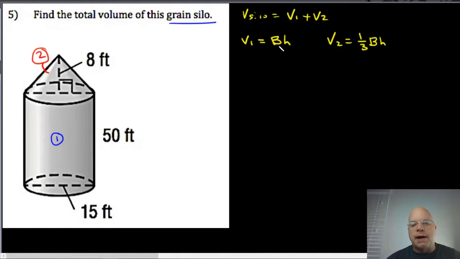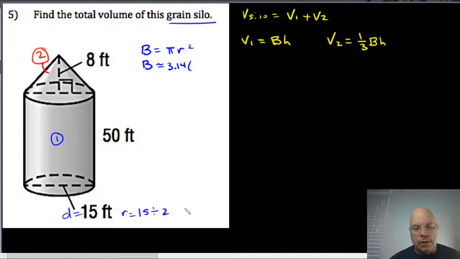So really, if we can find the area of this circle, most of the work is done. So I'll do that with you, and then I'll pause and have you finish this up. The area of this circular base, the area of any circle, is pi r squared. The area of this particular circle is approximately 3.14 multiplied by the radius, which we've not been given. This 15 feet, this line goes all the way across the circle, so that's the diameter. The radius would be 15 divided by 2, which is 7.5 feet.